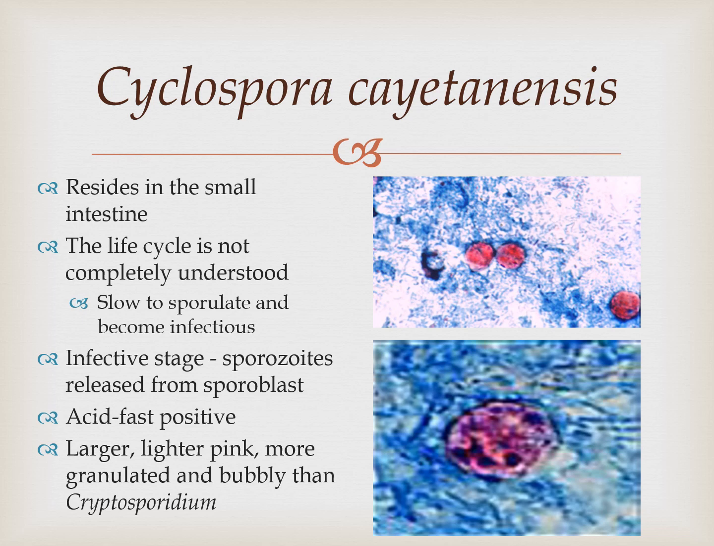It's always very, very important when we come across an acid-fast organism like this that we measure it. Okay? The infective stage is the sporozoites released from the sporoblasts, and they are acid-fast positive. They are larger and lighter pink and more granulated and bubbly than Cryptosporidium.